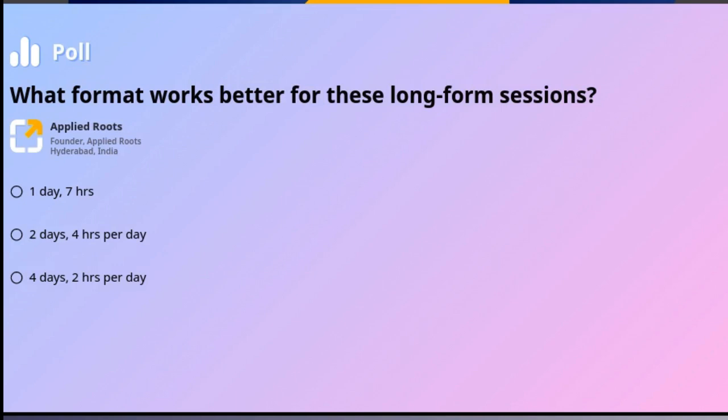Okay, so let's look at this. I think the statistics have changed quite a lot. I think 57% of people want 2 days, 4 hours per day. And about 29% of folks want 1 day, 7 hours. Good. And 14% want 4 days, 2 hours. Cool, very nice. Thank you for participating. It's good to have this data with us so that we can plan things accordingly in the future in case we do some of these long form sessions.